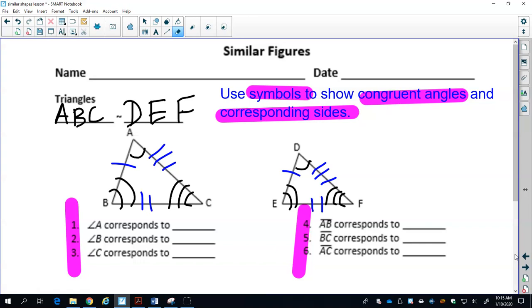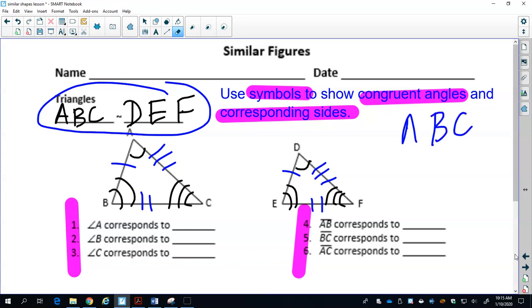Now, I want to point something out again. You notice the way it's written. A, B, C corresponds to D, E, F. When it's written in the order of the letters, that can help you determine the congruence of the angles and the corresponding sides. So you can see here how A goes with what?